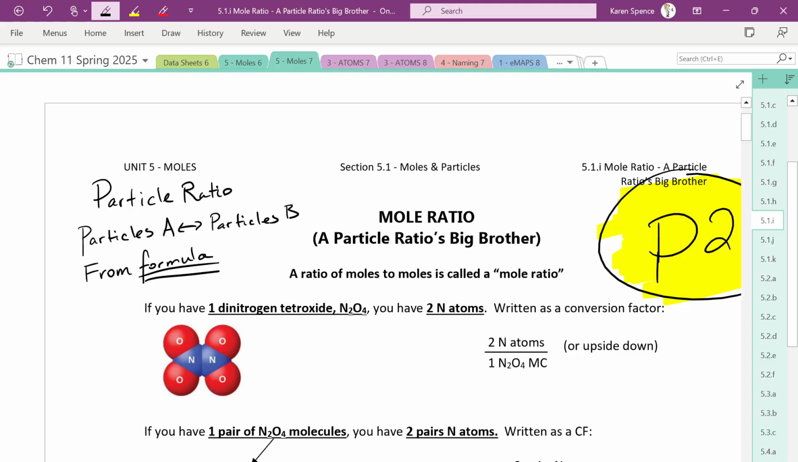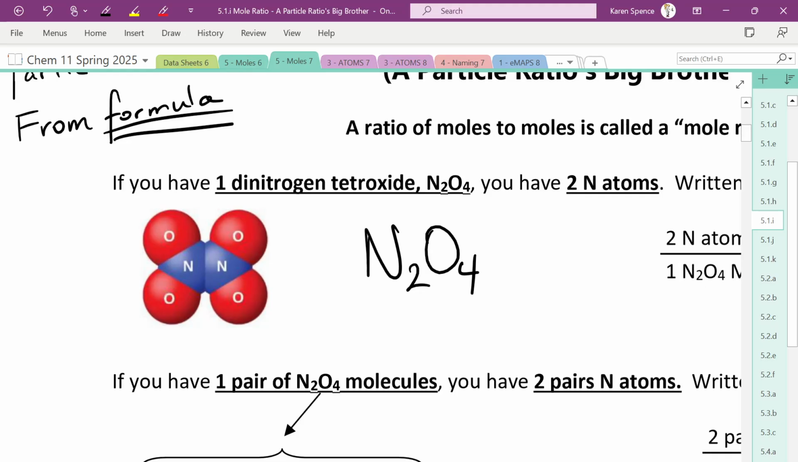Okay? So for example, if we have dinitrogen tetroxide, that's 2 nitrogens and 4 oxygens, N2O4, and we have a lovely little picture of our N2O4, we can write a ratio of N atoms to N2O4 molecules. There are 2 N atoms for every 1 N2O4 molecule. Look, there they are, 1, 2. Yeah?